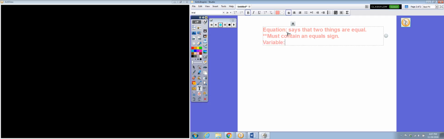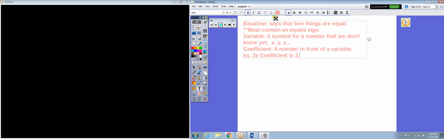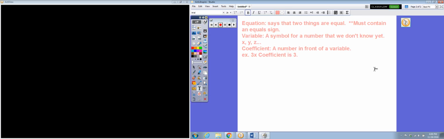A variable is a symbol for a number that we don't know. So common variables are x, y, z, and so on and so forth. Then the last thing we need to know is a coefficient, which is a number in front of a variable. So for example, if I had 3x, the coefficient is 3, and the variable is x. Okay, so that's just the general vocab that you'll probably hear throughout this video.